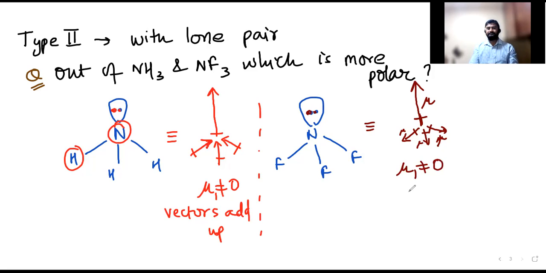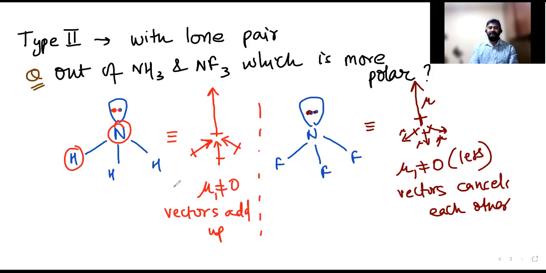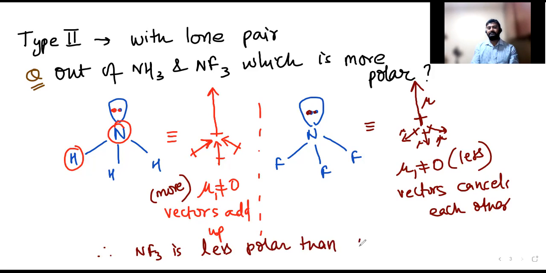It won't be 0, but here the vectors cancel each other. As the vectors cancel each other, what will happen? The mu will be less. This will be less, this will be more. Therefore, what can we say here? Therefore, I can say that NF3 is less polar than NH3. Why? Because the vectors are cancelling each other. This is the type 2 question that can come from this topic.